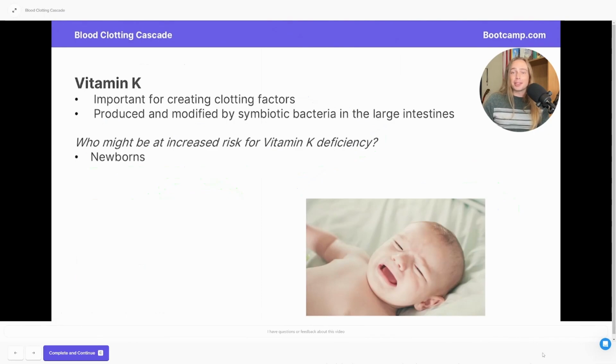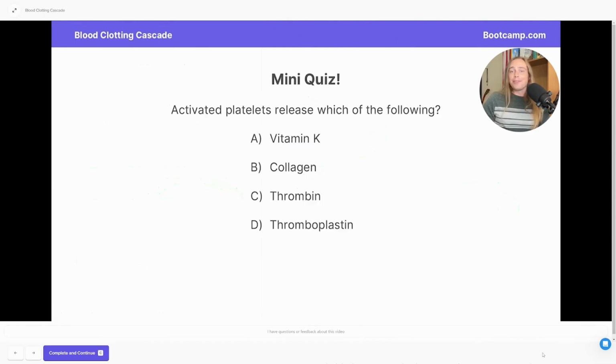So because of all this, typically newborns are given a shot of vitamin K that's going to last them long enough for the good bacteria to populate the large intestine. Now that we've finished with the lesson, let's go ahead and do a mini quiz.